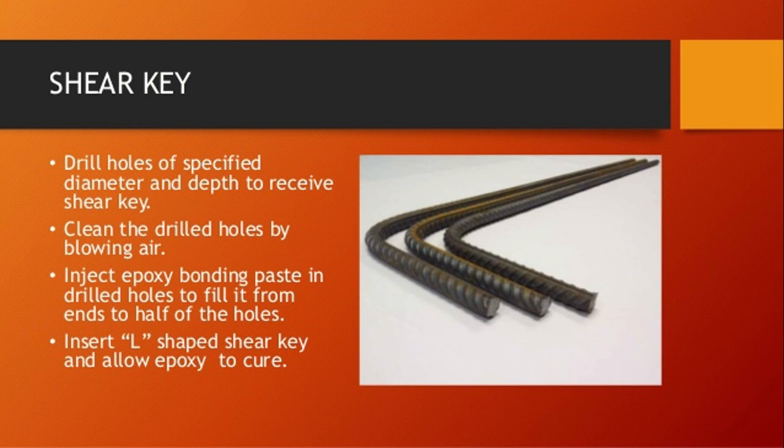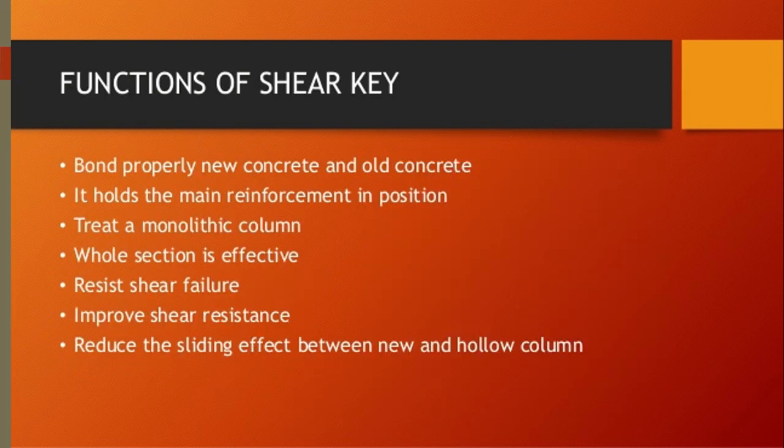See, this is the shear key. First we have to drill holes of specified diameter and depth to receive the shear key. Then we have to clean the drilled holes by blowing air. Then we have to inject the epoxy bonding paste into the drilled holes to fill them from the end to half of the holes. Then we insert this L-shaped shear key and allow the epoxy to cure.